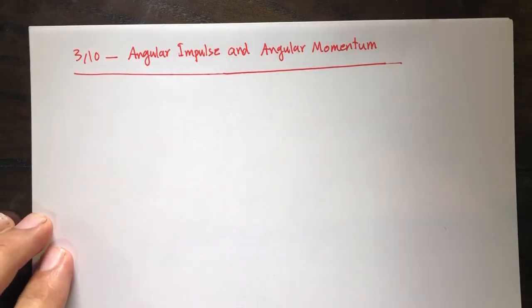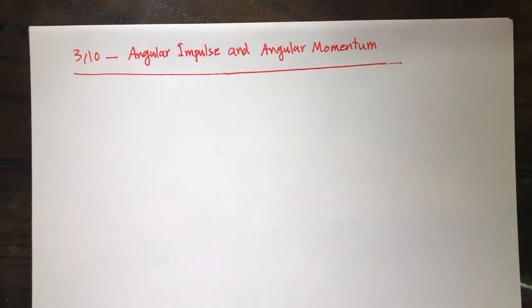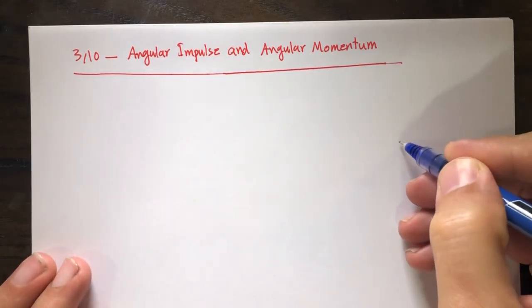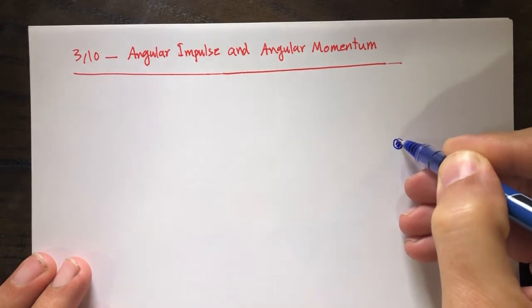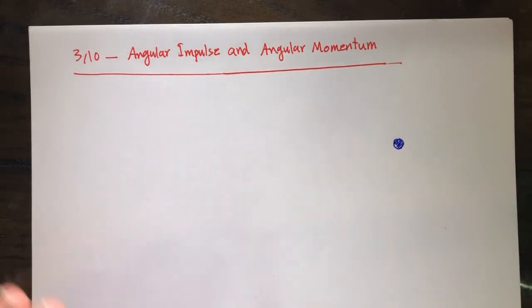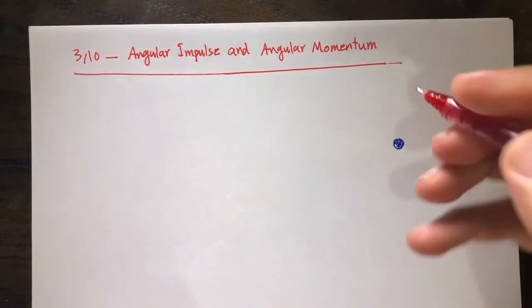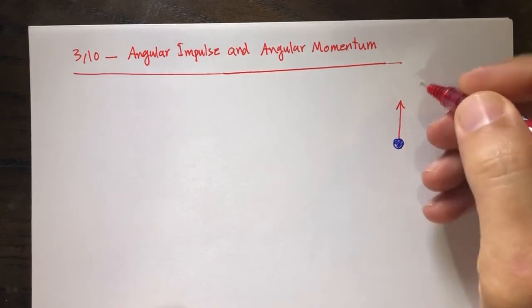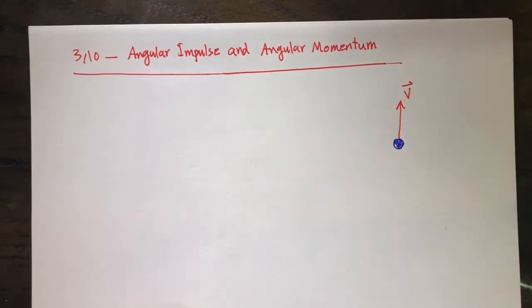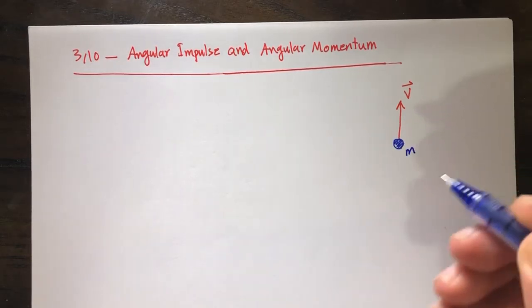In the previous part, we talked about linear impulse and linear momentum. Here, I'm going to extend it to angular impulse and angular momentum. What's the meaning of that? Let's say we have a particle which is moving in one direction with the velocity of v, and let's say the mass of this particle is m.